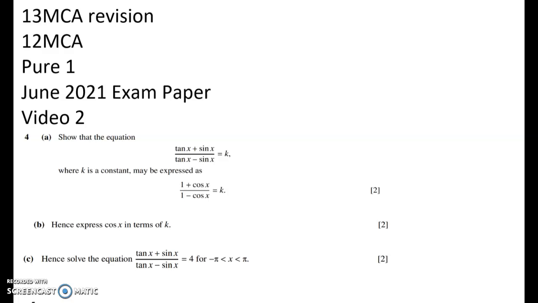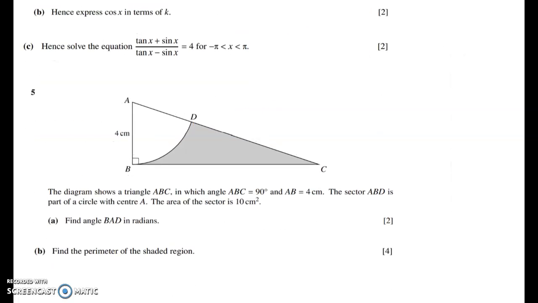Kia ora koutou. This video is going to do questions 4 and 5 from the June 2021 AS Pure 1 paper, and it's paper 1-3. So these are two trig questions. The first one uses some identities and then solves an equation, and then the second one is one with some trig and geometry and stuff.